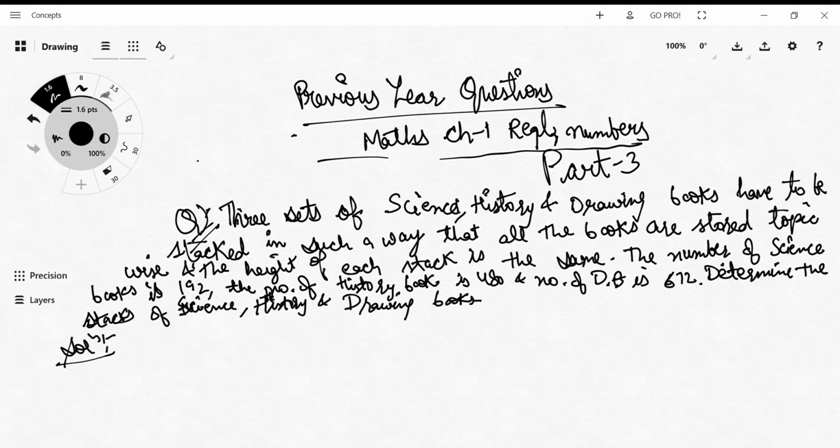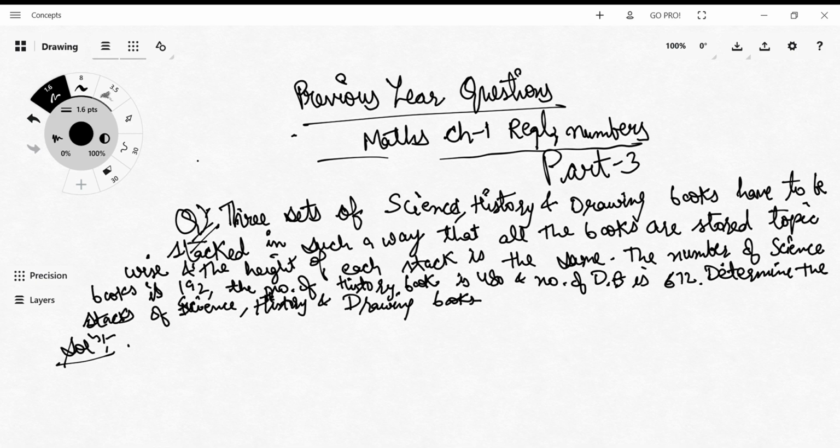So the first question is, three sets of science, history and drawing books have to be stacked in such a way that all the books are stored topic wise and the height of each stack is the same. The number of science books is 192, the number of history books is 480 and the number of drawing books is 672. You have to determine the stacks of science, history and drawing books.